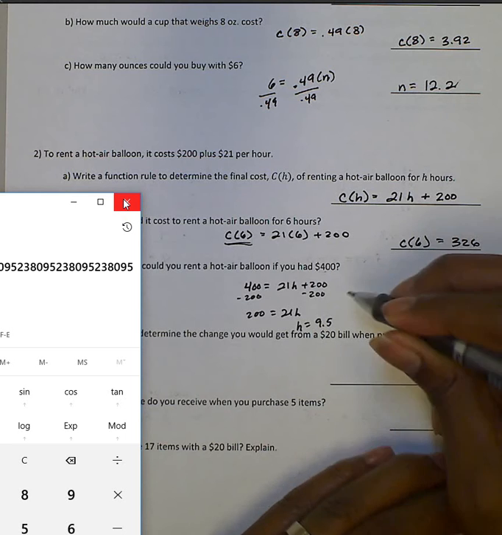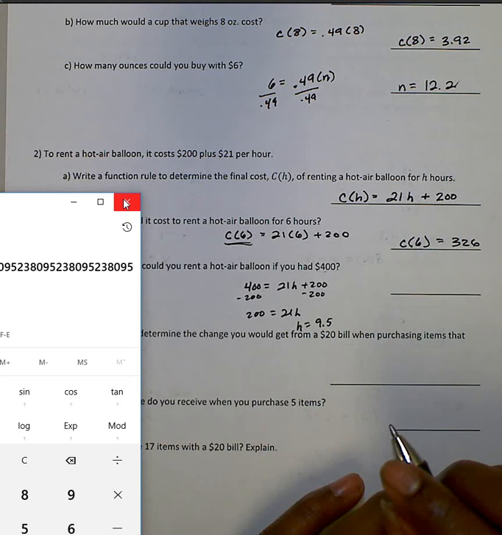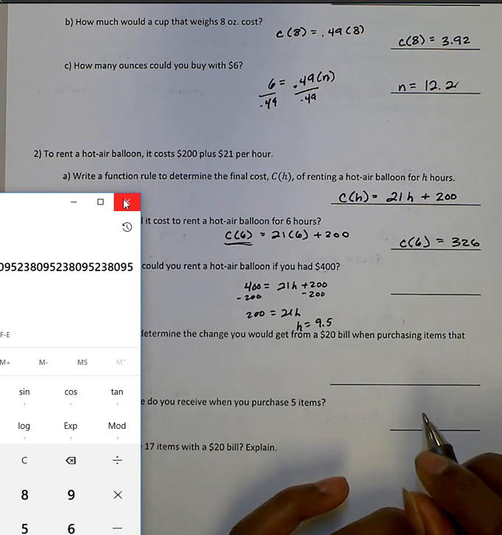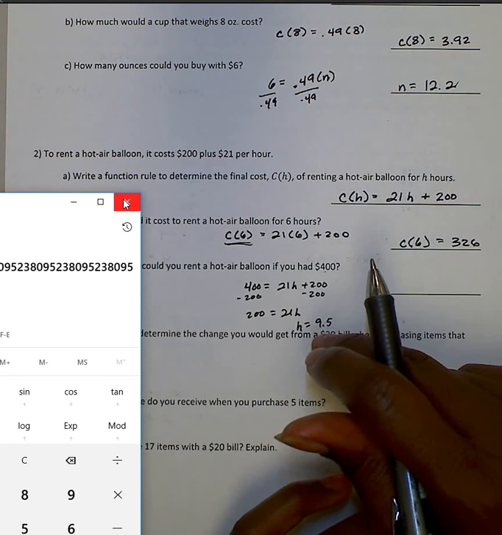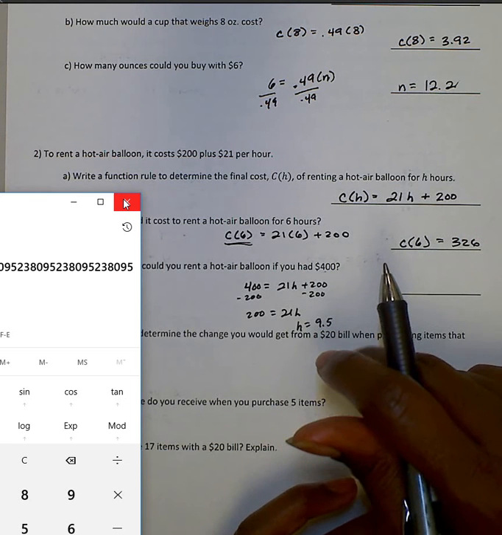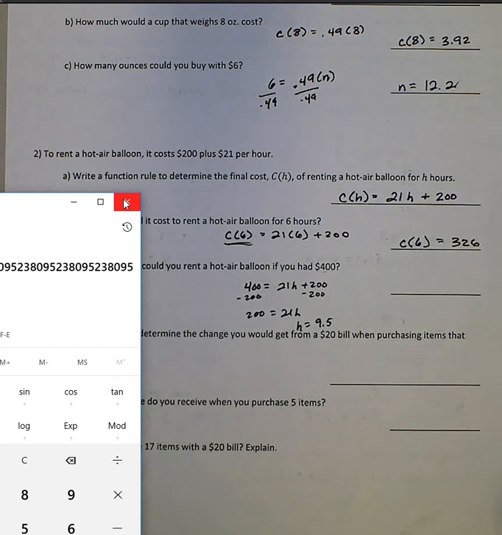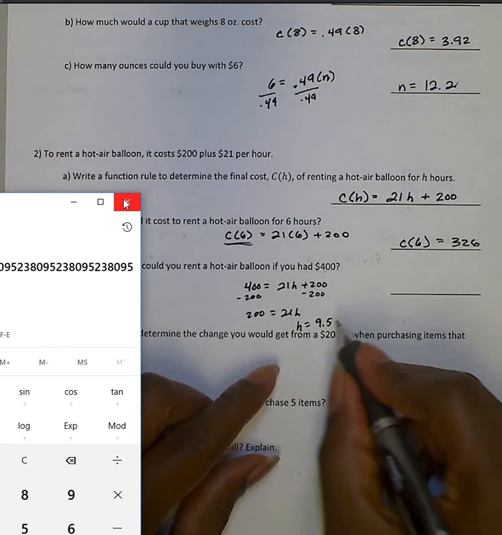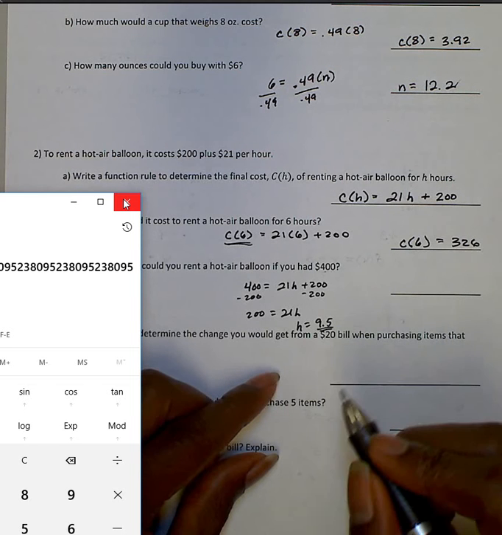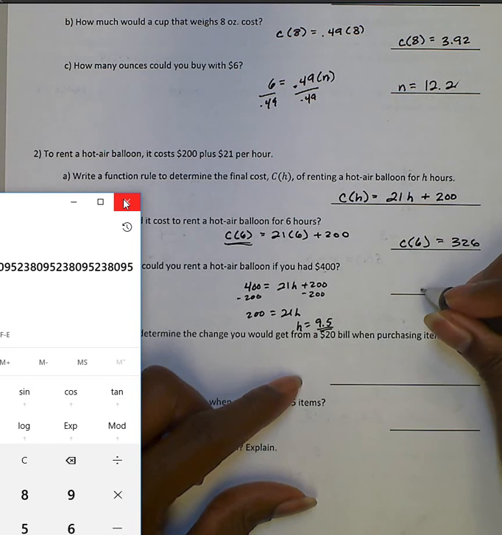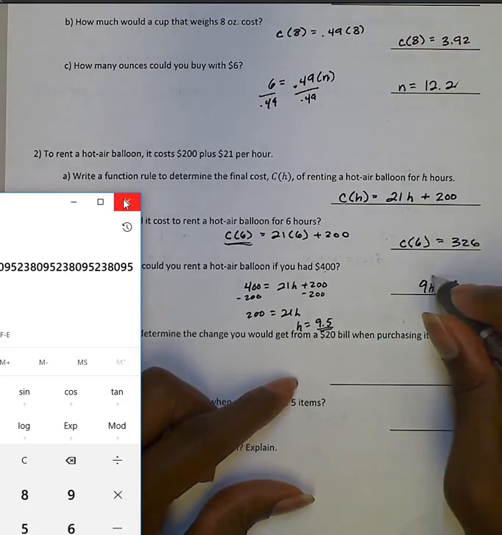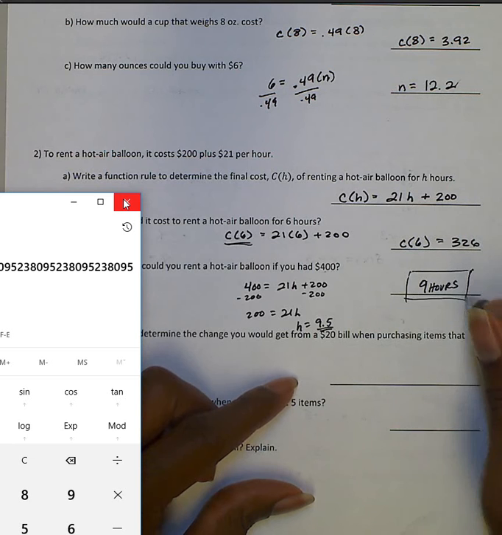Now I don't know how this rental place works, but anytime I've rented anything, if you go over 9 hours, then it becomes 10 hours. Even if it's 9 hours and 10 minutes, it means you're in it for 10 hours. So in this case, we don't have enough money to rent it for 10 hours. We can only rent it for 9 hours. That's how much money we had. Unless they gave us the extra half an hour, maybe they would.